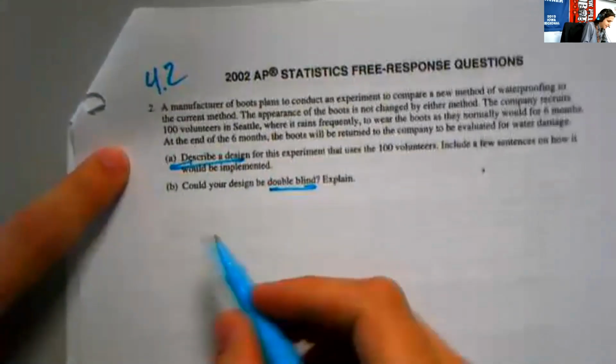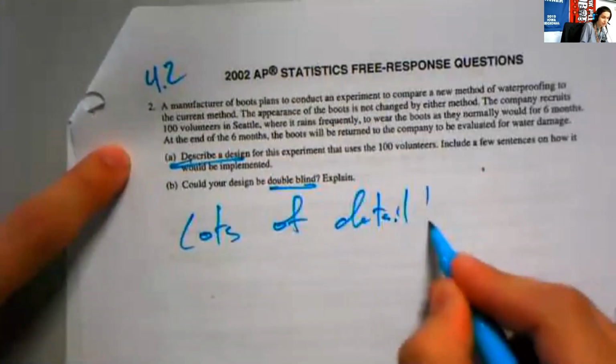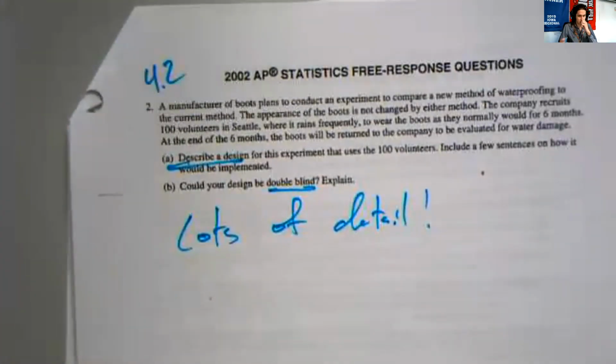When you're asked to describe a design, detail, detail, detail, lots of detail. Don't just say the hat methods. Say what the hat method is. Don't just say, well, we're gonna randomly do something. How are you going to randomly do something?